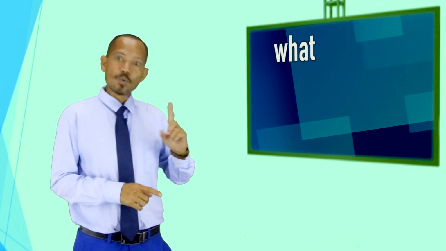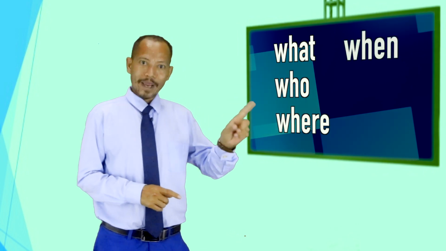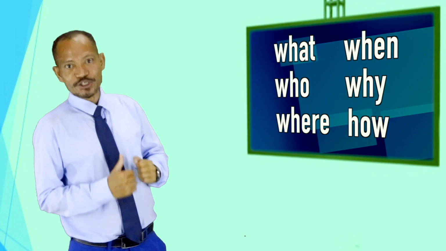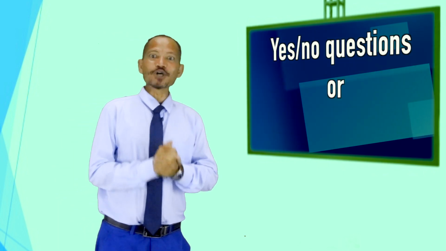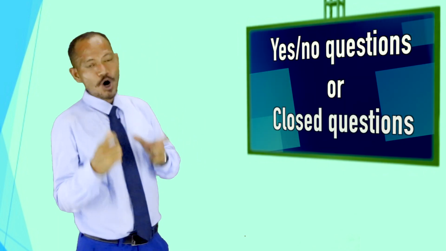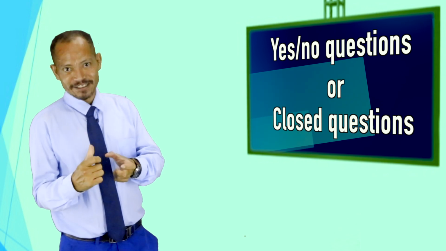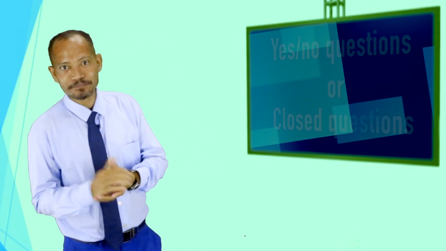The information questions start with question words such as what, who, where, when, why, and how, often called 5W plus 1H, as well as yes-no questions, which are known as closed questions because the answers to that type of question are also closed answers.